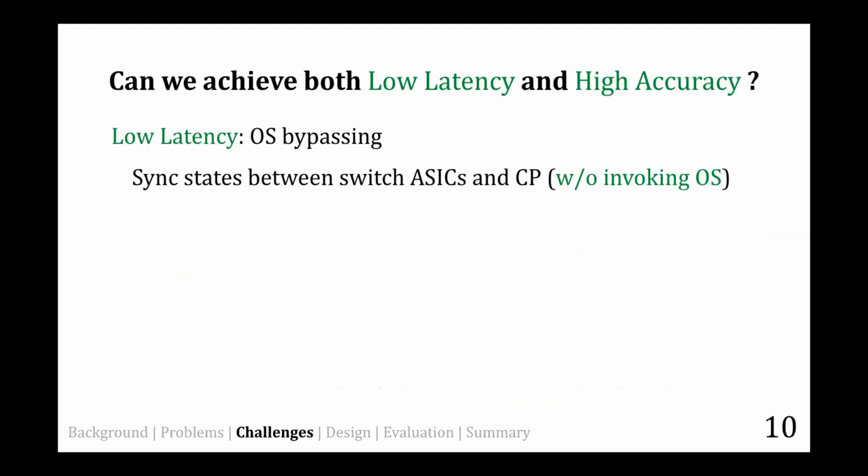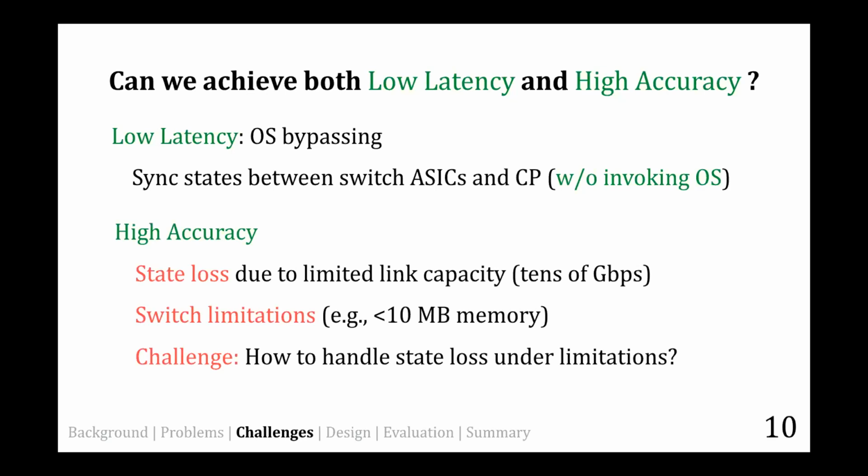So here we face a question: can we achieve both low latency and high accuracy in state synchronization? Obviously, we can refer to traffic mirroring and bypass the overhead of switch OS to achieve low latency. However, achieving high accuracy is challenging. As mentioned before, directly transferring states between switch ASICs and the control plane faces the problem of state loss due to limited link bandwidth. Meanwhile, it is impossible to adopt existing solutions for high reliability because of switch limitations. For example, realizing retransmission entirely in switch ASICs is infeasible, given the total memory capacity of 10 MB.